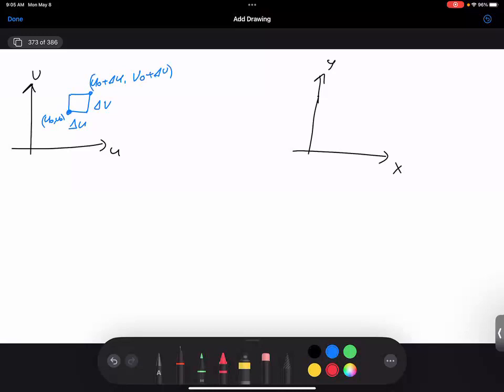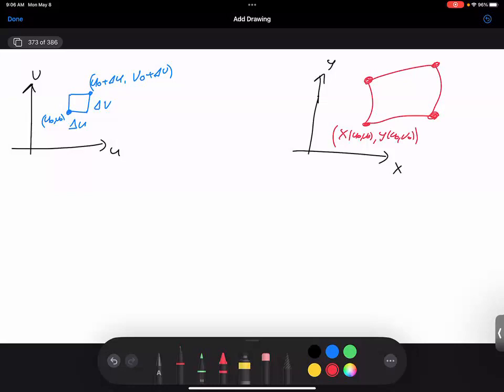And then over here, and I'm not going to draw things to scale. Here's the point x of u naught v naught, comma y of u naught v naught. And then I've got to figure out what are these other four points?